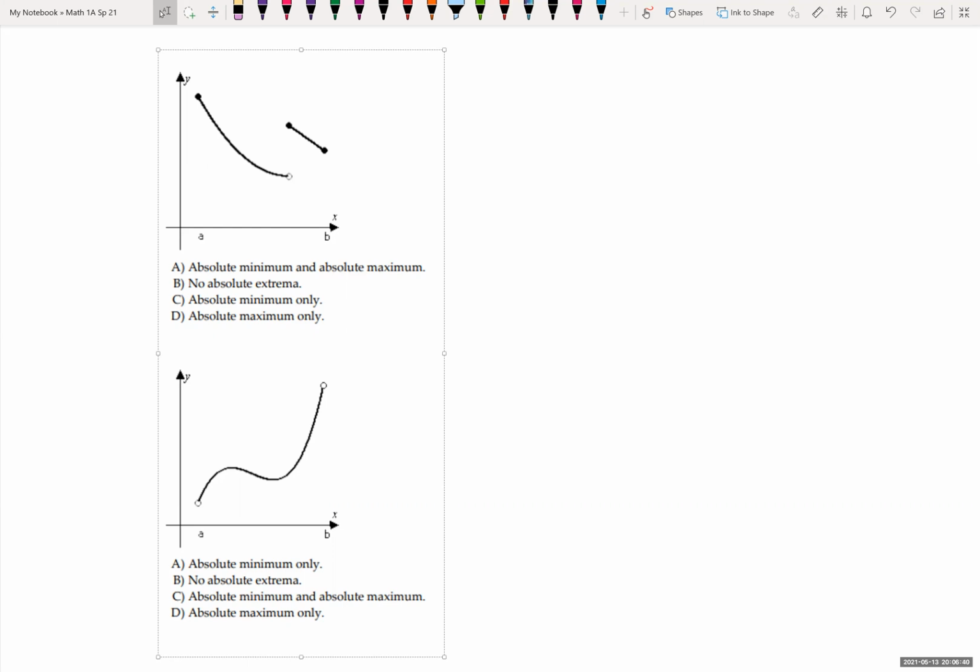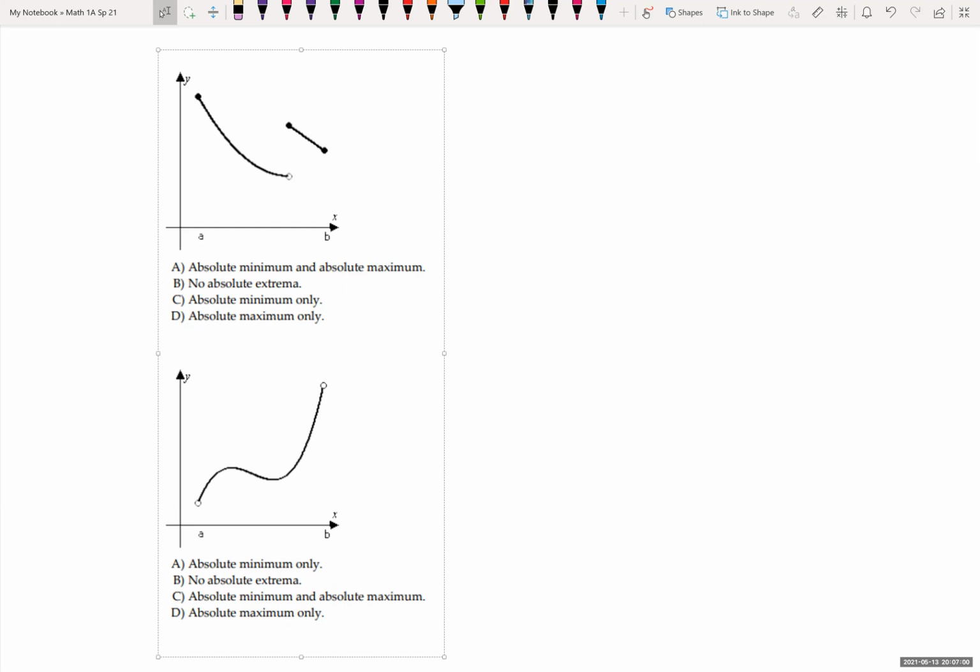So there was a theorem that we looked at, the extreme value theorem, but the conditions for the extreme value theorem don't hold. We don't have a closed interval that is continuous. And so there's a jump in here. So it's possible that there's no absolute max or absolute min.